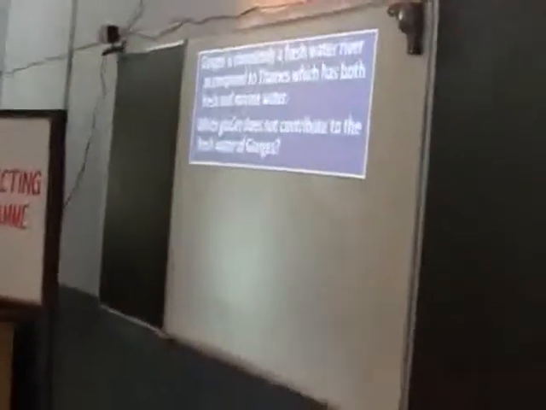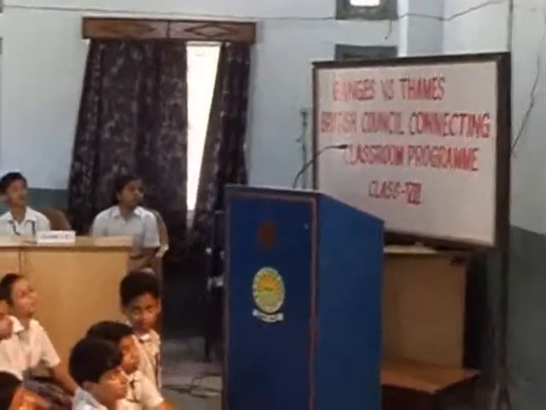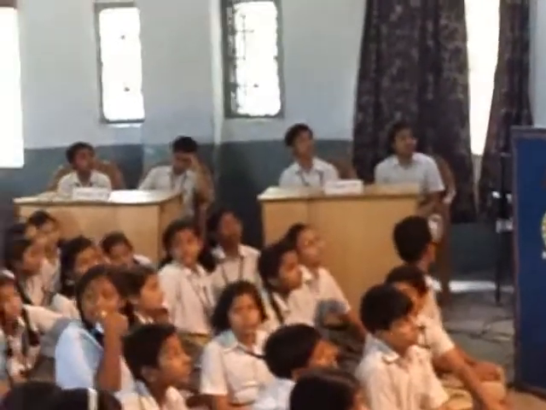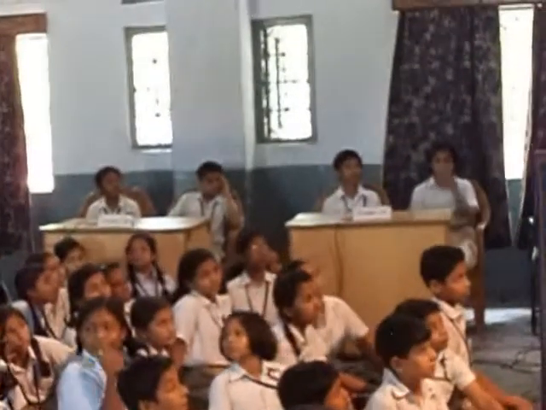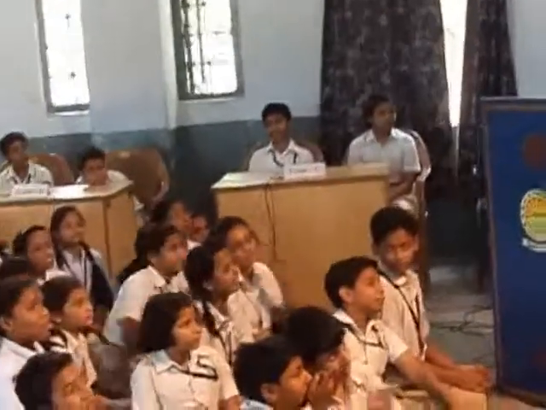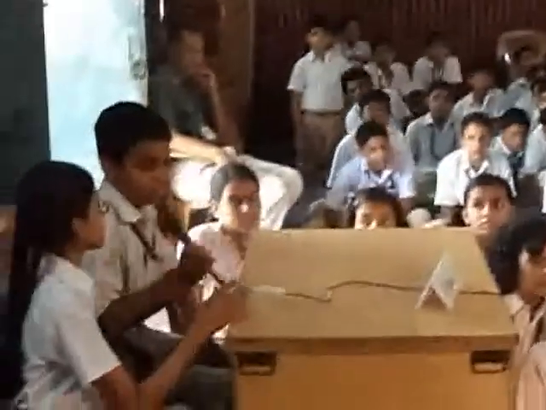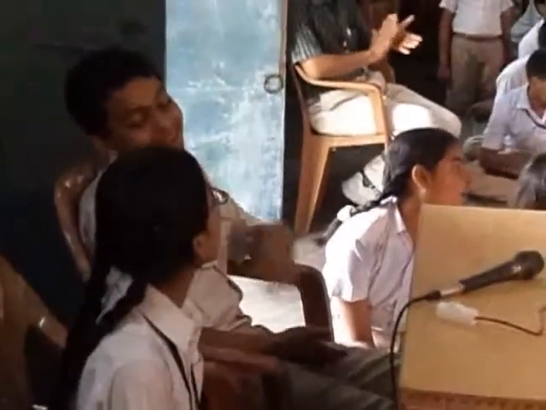Ganges is completely a freshwater river body as compared to Thames, which has both fresh and marine water. Which glacier does not contribute to the fresh water of Ganges? The options are Gangotri, Siachen, Katopan, Khatling. Which is the correct option, Team A? B. Siachen. Very good. The Siachen glacier does not contribute. The other glaciers contribute. They will get 5 marks.